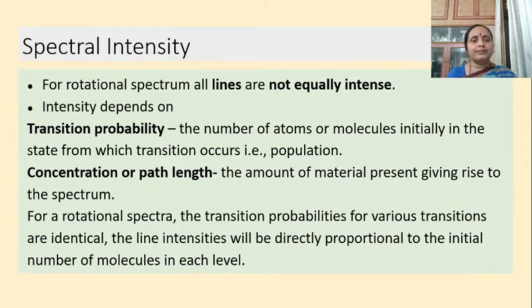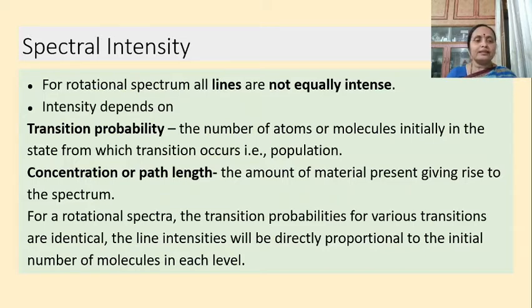Coming to the spectral intensity. In case of rotational spectrum, all lines are not equally intense. Intensity depends on transition probability and concentration or path length.